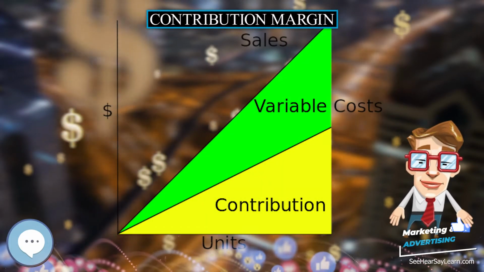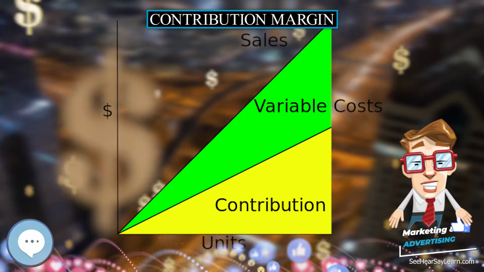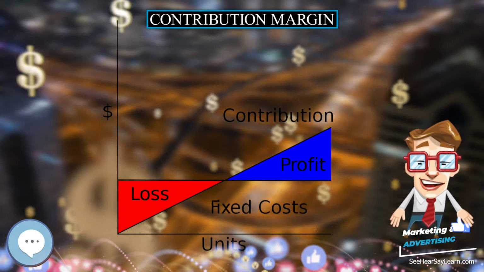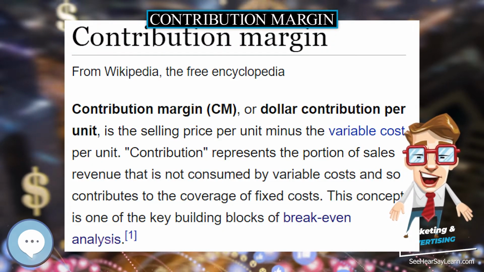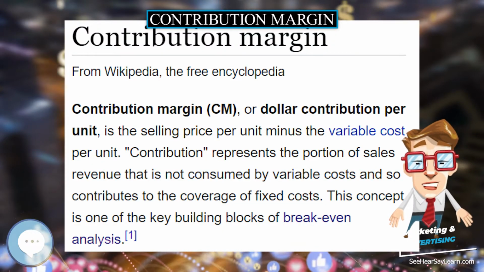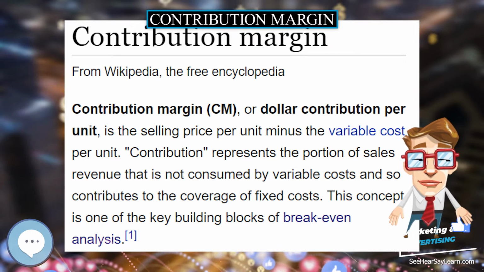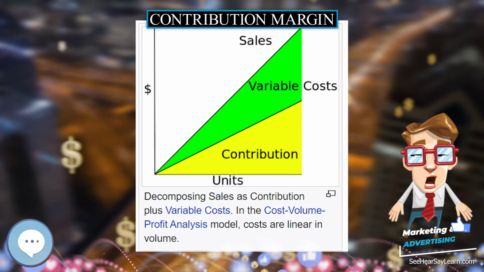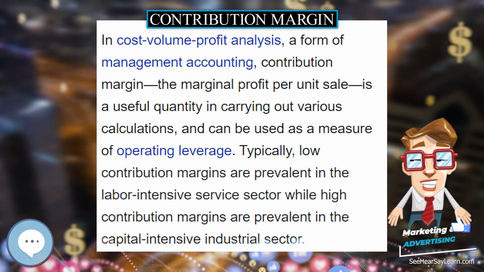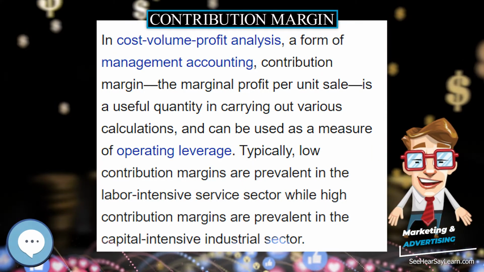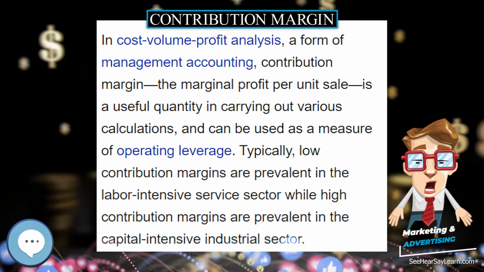Contribution margin. Contribution margin, CM, or dollar contribution per unit, is the selling price per unit minus the variable cost per unit. Contribution represents the portion of sales revenue that is not consumed by variable costs and so contributes to the coverage of fixed costs. This concept is one of the key building blocks of break-even analysis.